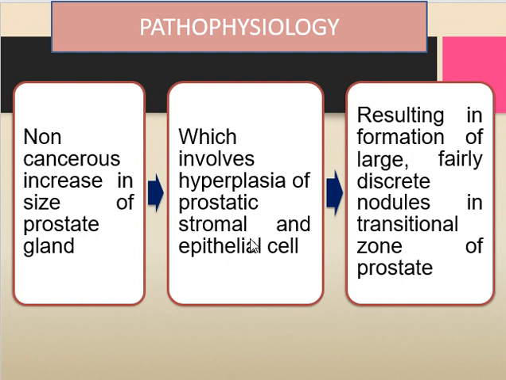The prostatic stromal and the epithelial cells get hyperplasic, resulting in formation of large, fairly discrete nodules in the transitional zone of the prostate. So there will be a non-cancerous increase in size of the prostate gland. Why? Because there is hyperplasia of the cells in the prostate gland, which are called the stromal as well as the epithelial cells. When the cells increase in size, a nodule is formed. Where is the nodule formed? It is formed in the transitional zone of the prostate gland.